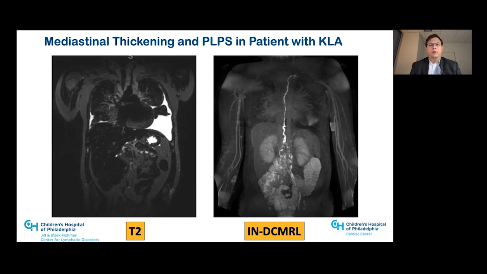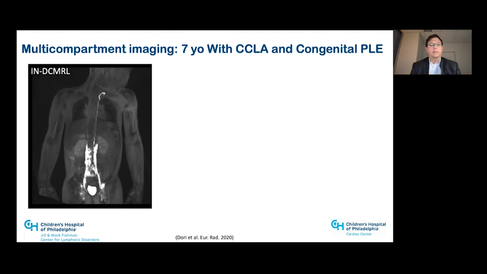But as we started to develop these multi-imaging techniques, we've actually identified certain types of diseases that are only seen with these additional multi-compartment image modalities. So this is an example of a 7-year-old with CCLA and a congenital protein-losing enteropathy as part of his manifestations. And here with the intranodal injection, you can see again, it looks relatively normal, maybe some dilated lymphatics here in the abdomen, but the thoracic duct is normal appearing and courses up to its typical location.